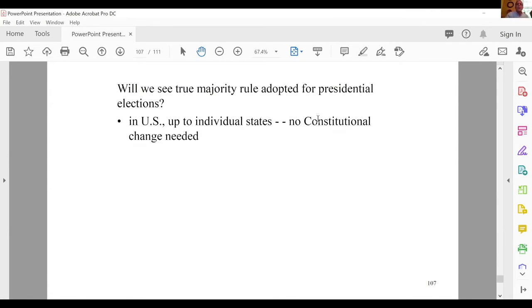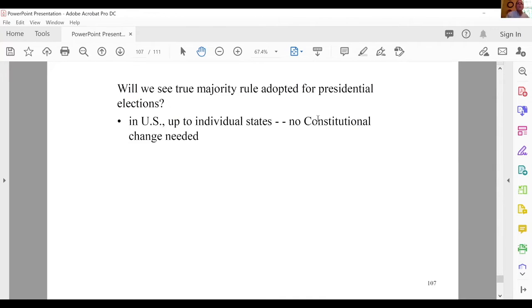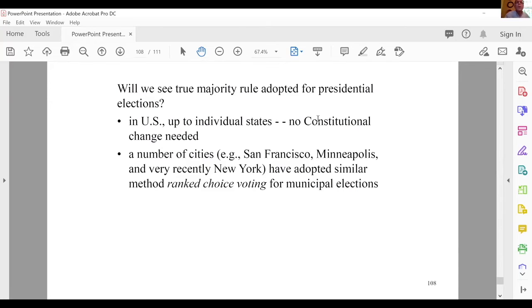Now, let me close by asking, will we ever see true majority rule used for presidential elections or other sorts of elections? And I think there's cause for optimism, because at least in this country, we don't need national laws on voting methods. Each state can decide for itself how its citizens are going to vote.